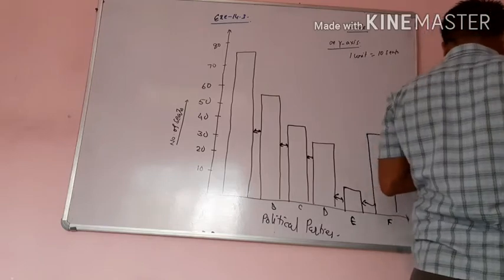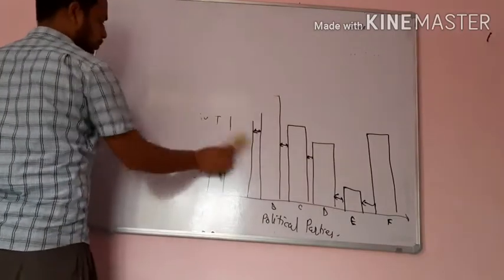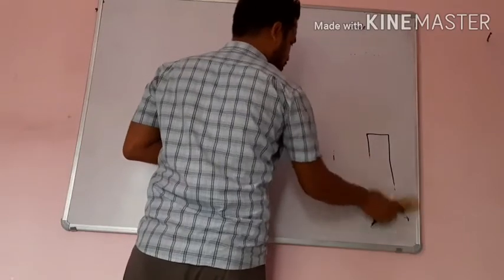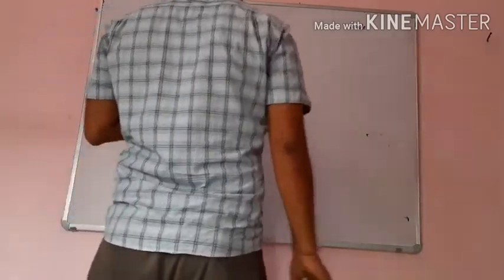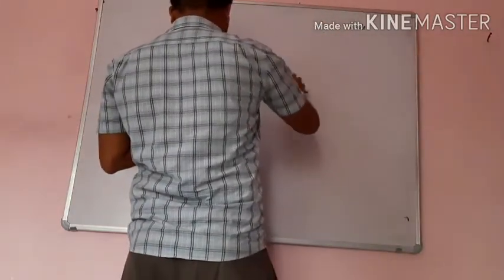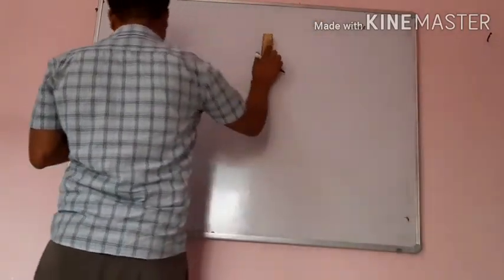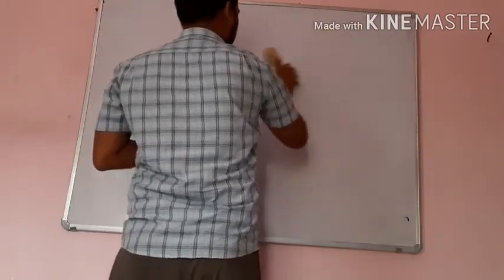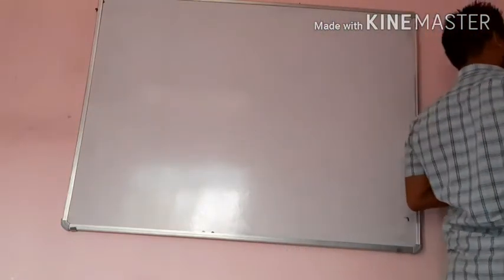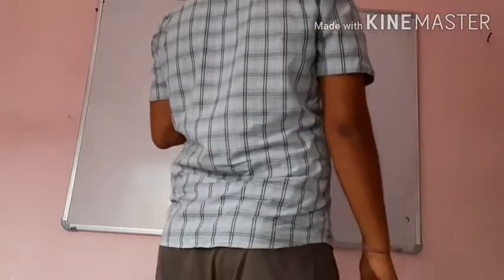Question number 4. See the example, question number 4. What is given? What information has been given in question number 4? The lengths of 40 leaves of a plant are measured correct to 1 millimeter, and the obtained data is represented in the following table. The 40 leaves of a plant have been taken and their length has been measured up to 1 millimeter.